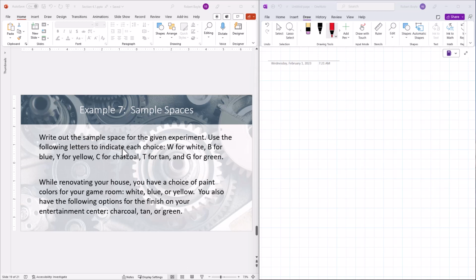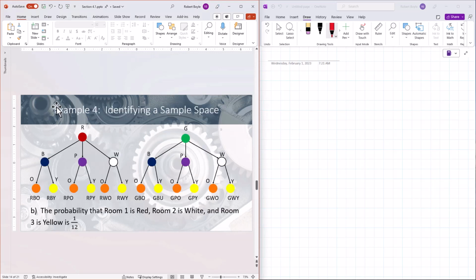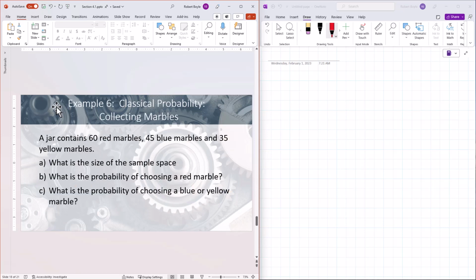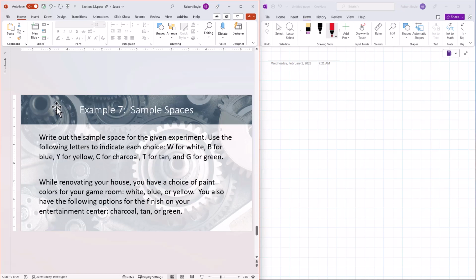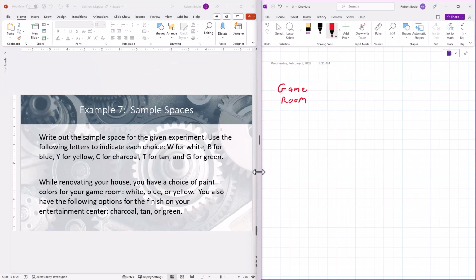Now notice that we are going to do the exact same thing that we did in example 4. We are going to create a tree for this situation. So let's get back to what we have here. We are renovating our house, and we have a game room that we're going to renovate. That game room can be one of 3 colors. It can be white, it can be blue, or it can be yellow.